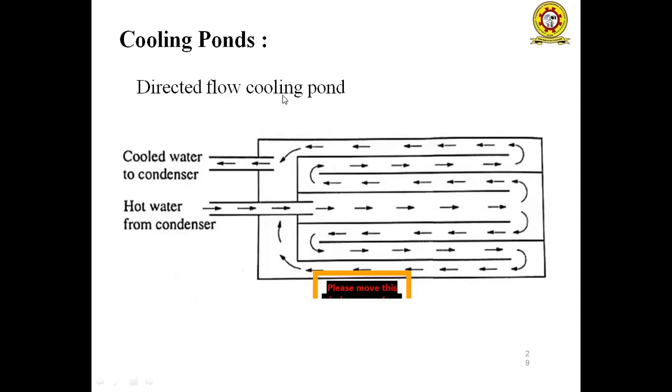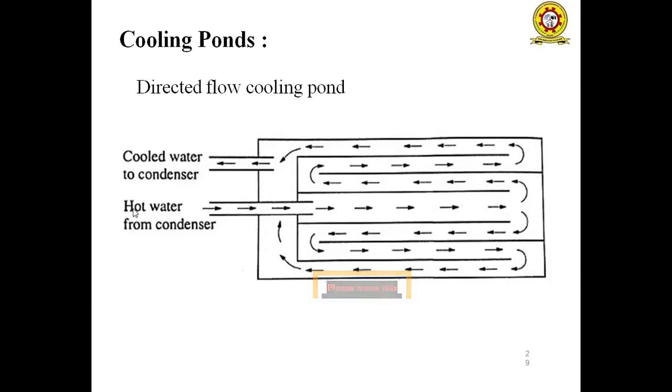Next one is the directed flow cooling pond. In the directed flow system, the hot water coming from the condenser enters in the middle. The channel reaches the far end devices. There will be two circuits. Here the first circuit is there, and here the second circuit is there. The baffles direct the water across the pond several times before it reaches the intake. So at the intake point, the water gets more time and passes over more surface area, and so the cooling can be achieved.